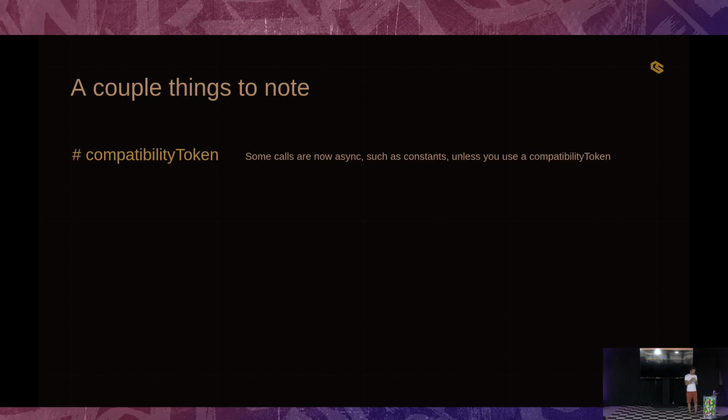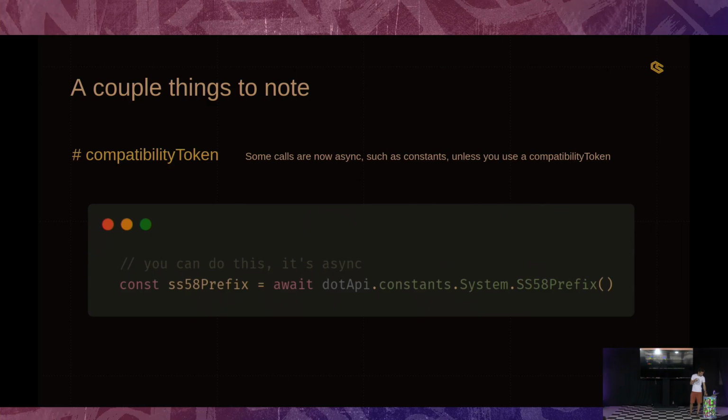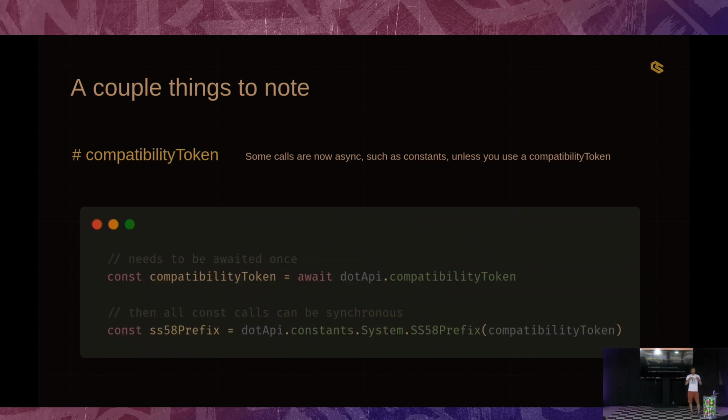And the thing is, well, it's asynchronous. But you can have it synchronous if you want. So for instance, let's ask for the constant for the SS58 prefix. This is asynchronous, but you can have it synchronous if, when you launch your app, you generate this compatibility token. So you wait once, basically at the launch of your app, and then when you ask for this constant or you do encoding, you pass this compatibility token, and this new call, which is the same as the one before, is now synchronous. So you get the result directly.